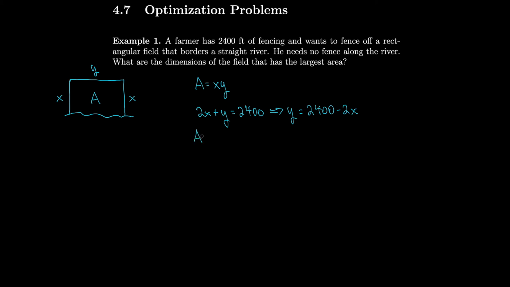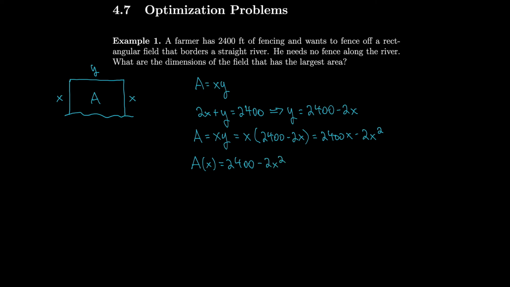So we return to our area equation, which was x times y, and we eliminate y by plugging in for what we solved for it. So it's x times 2,400 minus 2x now. So we distribute, and we get 2,400 times x minus 2x squared. Now we can write this as a function of x. So A of x is 2,400x minus 2x squared.